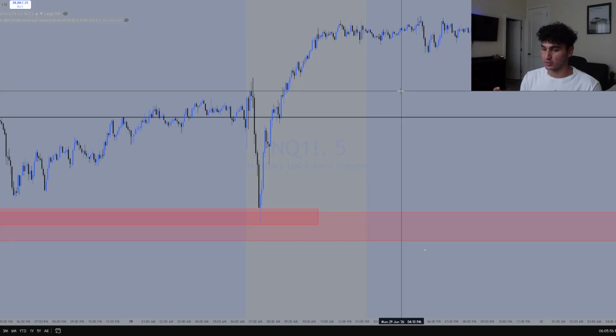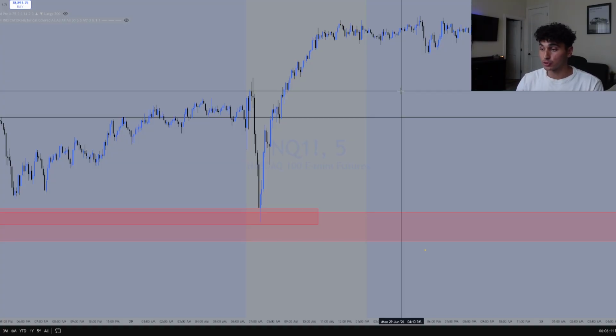Obviously, the market doesn't move off of a normal scale, you know what I mean? But that's the best way to explain it. When you have more buyers than sellers, price is going to move up. When you have more sellers than buyers, price is going to move down.